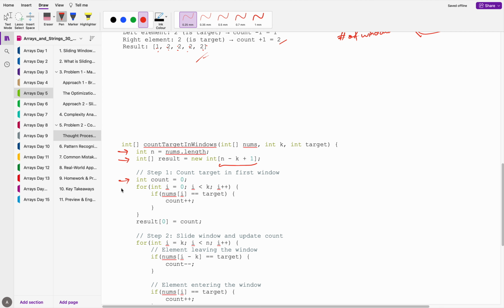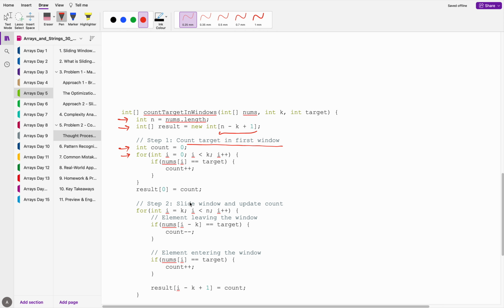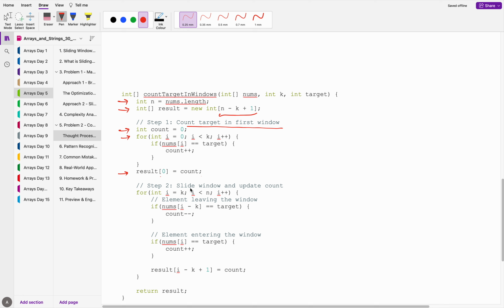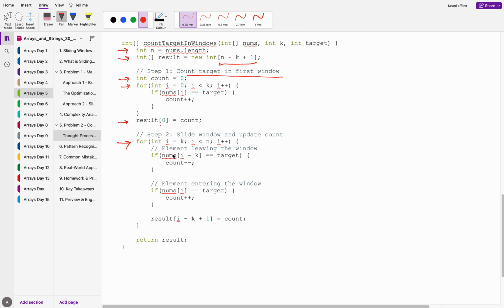Now count is 0. Very first window we are calculating number of occurrences. Then at result 0 we put the count, then the rest of the logic. Int i equals k, i less than n, i plus plus. Element leaving the window would be subtracted if it is equal to target. If the leaving item, which is i minus k, is equal to target, then count minus minus. Otherwise, element entering the window, if it is equal to target, then count plus plus. Okay. And once it is done, then we are updating our result array at i minus k plus 1.